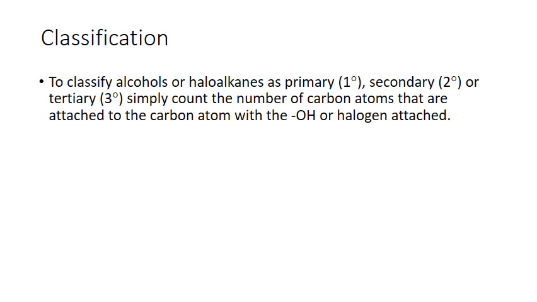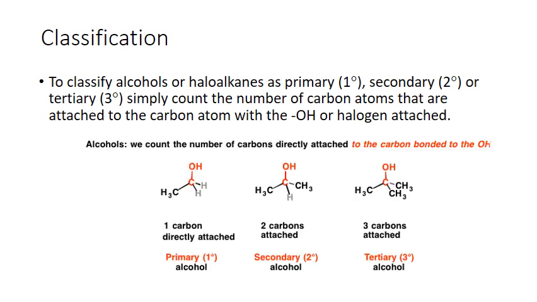To classify them as either of these, we need to count how many carbon atoms are attached to the carbon atom with the OH group or the halogen attached. So, for example, here in the first one, we have the carbon with the OH in red, and it's next to one other carbon. Therefore, it is a primary alcohol.